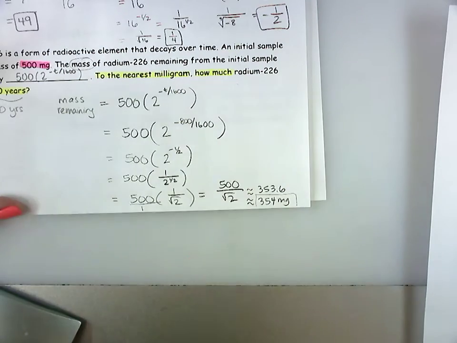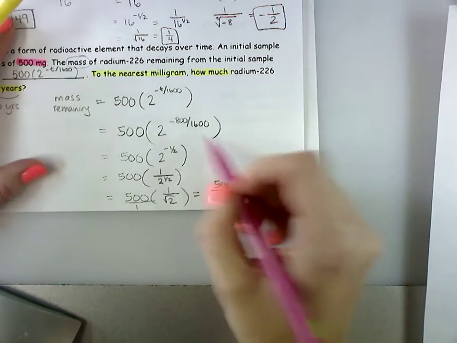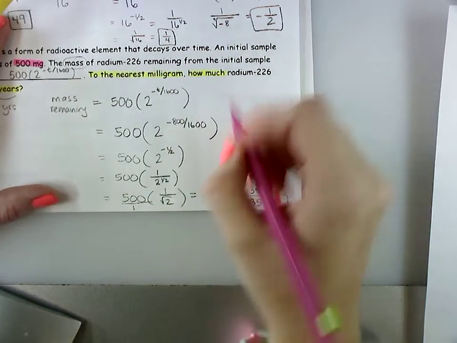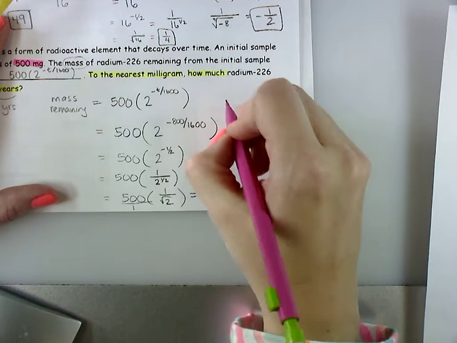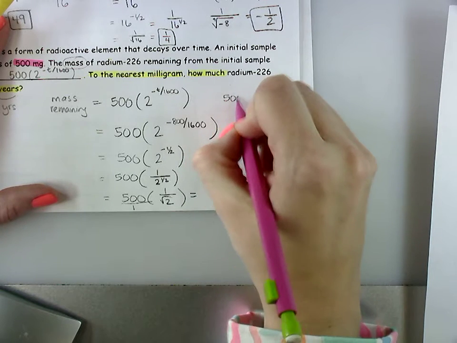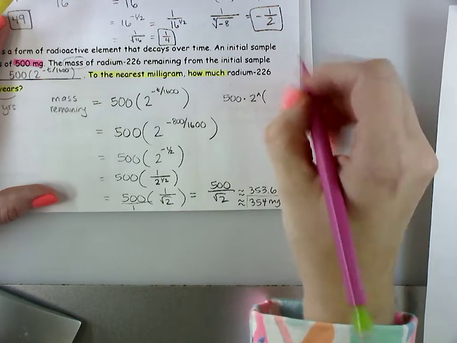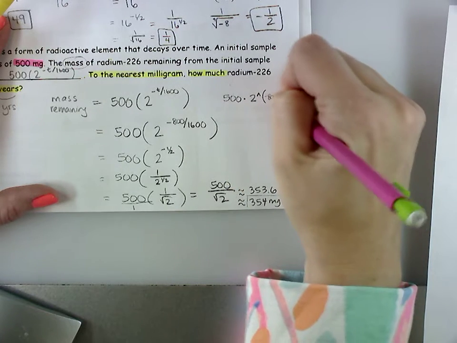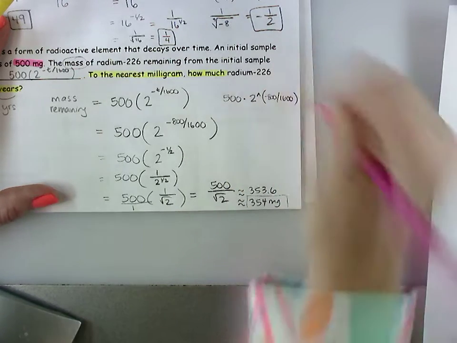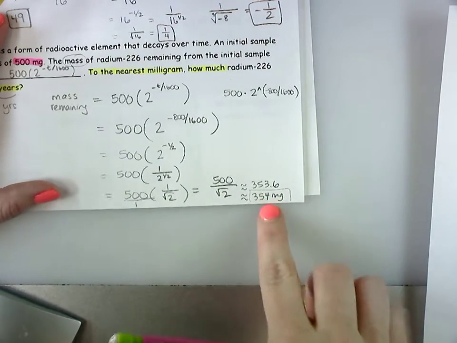Okay, now you can put this in your calculator, but when you enter that in, it's going to be 500 times 2 to the power of, and then you'd have negative 800 divided by 1600, and you could still get the same answer that way.